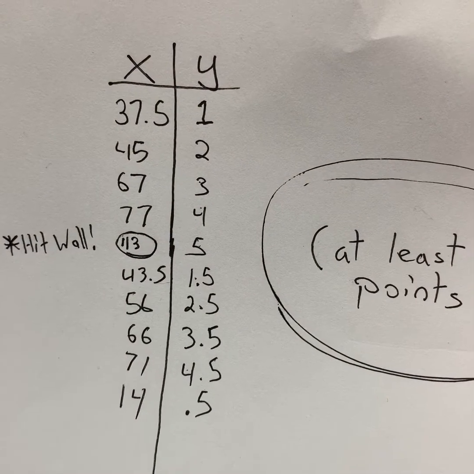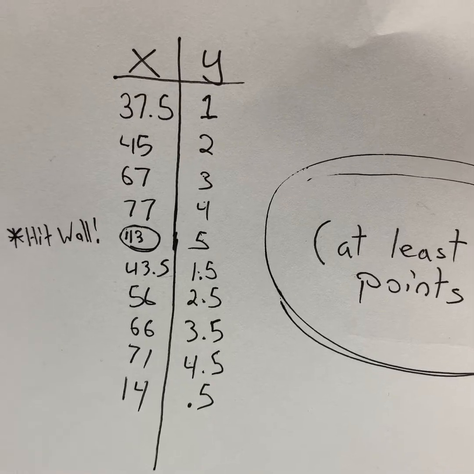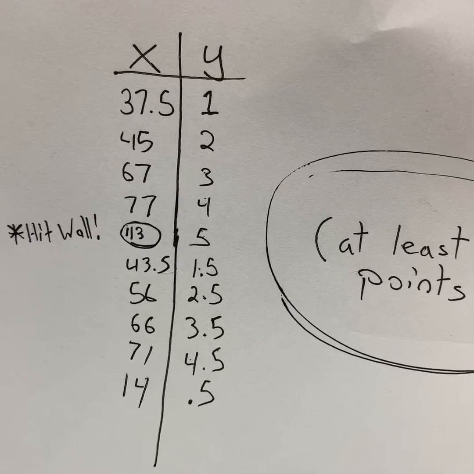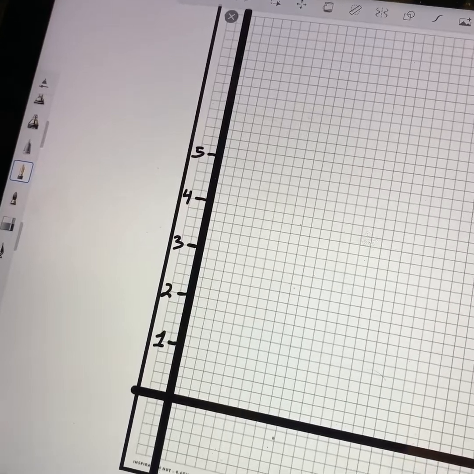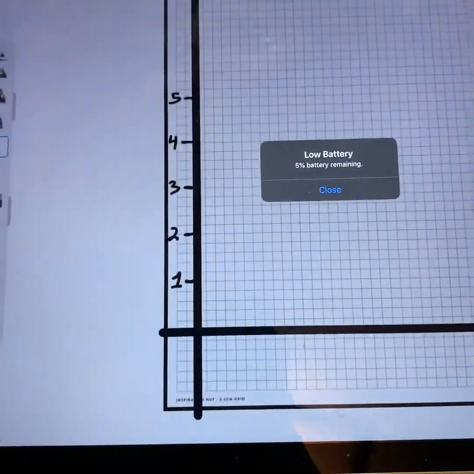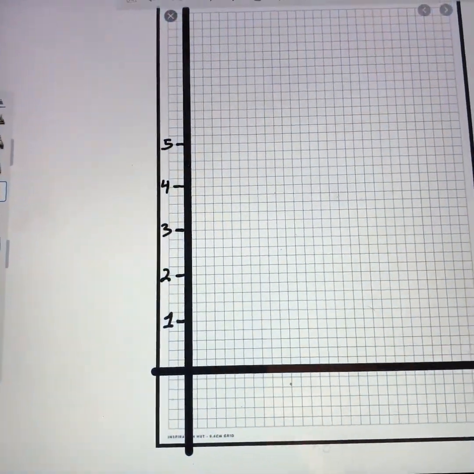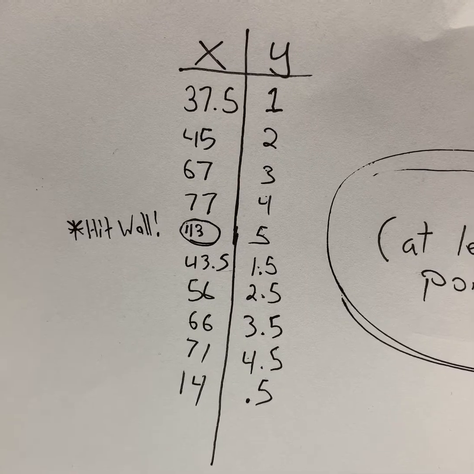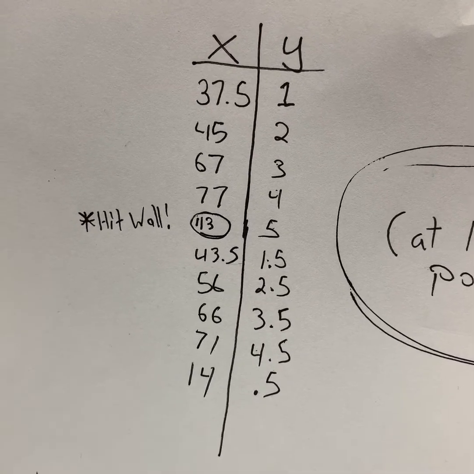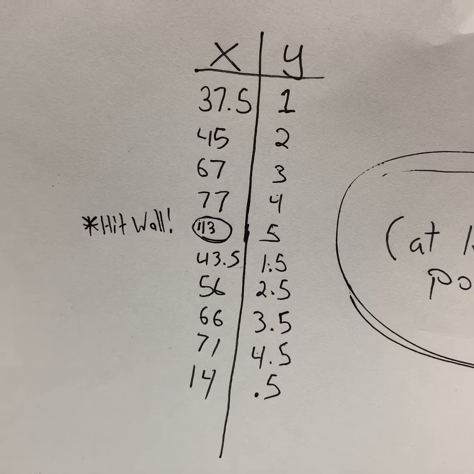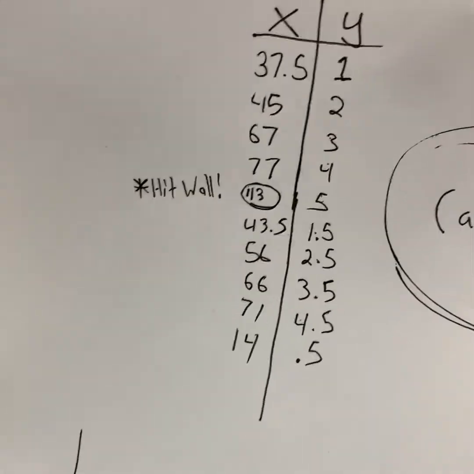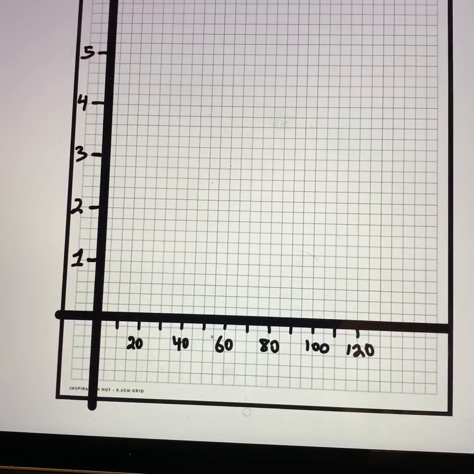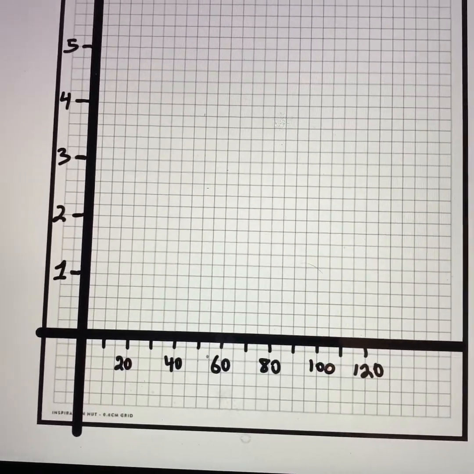When I look at my whole data set, my y values go from 1 through 5. They don't get bigger or smaller than 1 through 5. And here on the graph, I have created a scale that should work as long as the iPad doesn't run out of batteries. When I look at the information on the X side of the t-chart, I see that everything stretches between 14 and 113. So I probably need a scale that goes from 0 to 120. And that could look something like this.